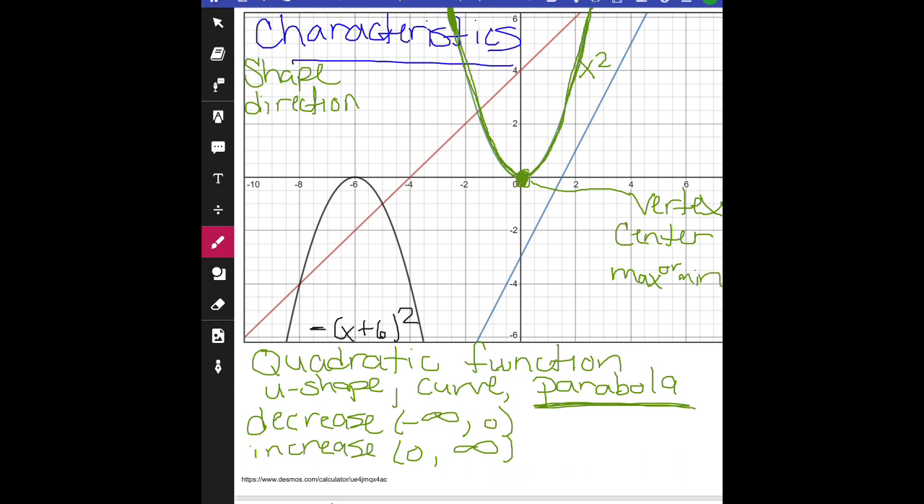For this graph, it's the lowest point, so it's the minimum. So for this graph, our vertex, which is our center point, is going to be our minimum. And that point is at 0, 0. It is not always at 0, 0. It just is for this graph. Also for this graph, both our x-intercept and our y-intercept are both at 0, 0.